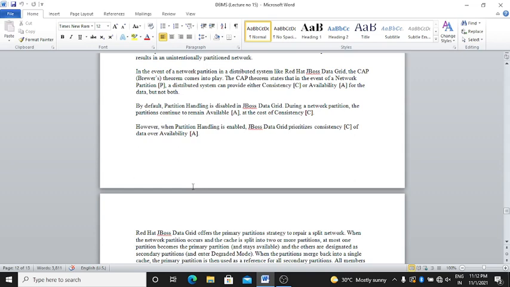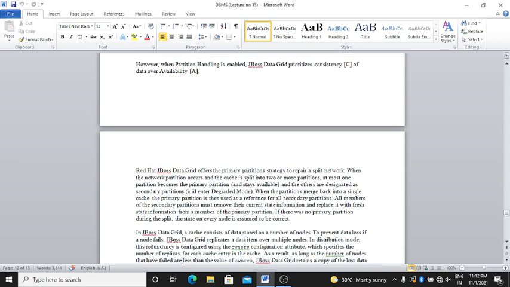However, when partition handling is enabled, JBoss Data Grid prioritizes consistency (C) of data over availability. Red Hat JBoss Data Grid offers the primary partition strategy to repair split networks.